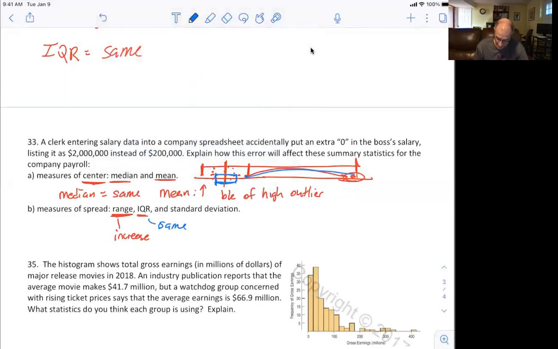And lastly, my standard deviation. Again, my standard deviation is my average distance from the middle. This point was only this far from the middle. Now it is this far from the middle. So therefore it added a huge distance from the middle, and my standard deviation has to increase.